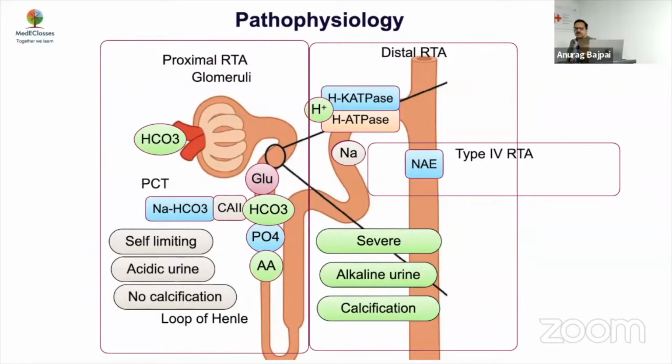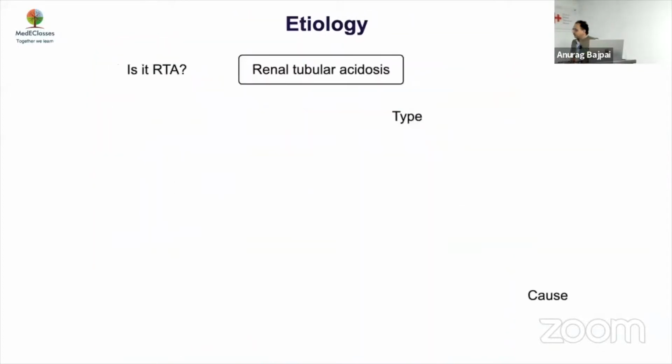And we discussed earlier that potassium and proton both will compete with each other to go out in the urine. So if you have hyperkalemia, you will lose potassium, proton will not be lost, and you have acidosis. If you have severe acidosis, proton will be lost, potassium will go up. So acidosis will cause hyperkalemia, and hyperkalemia will cause acidosis.